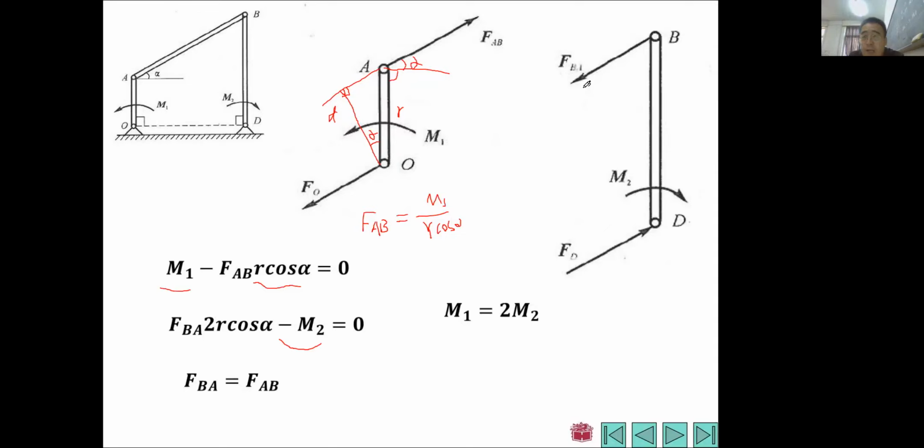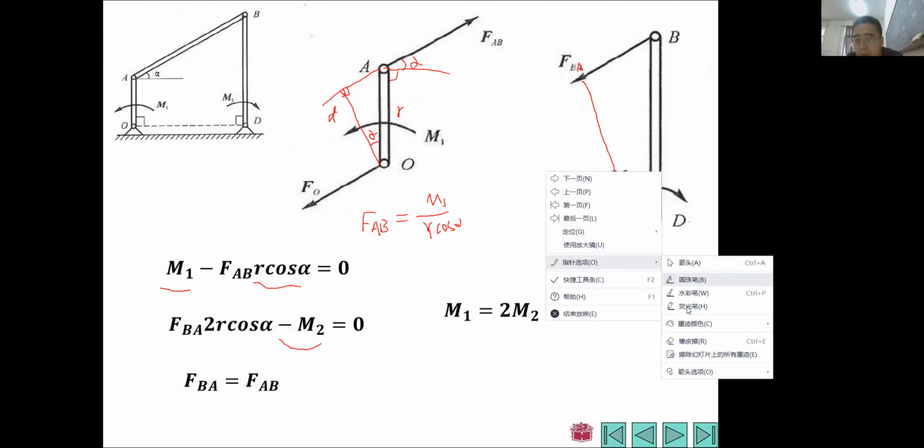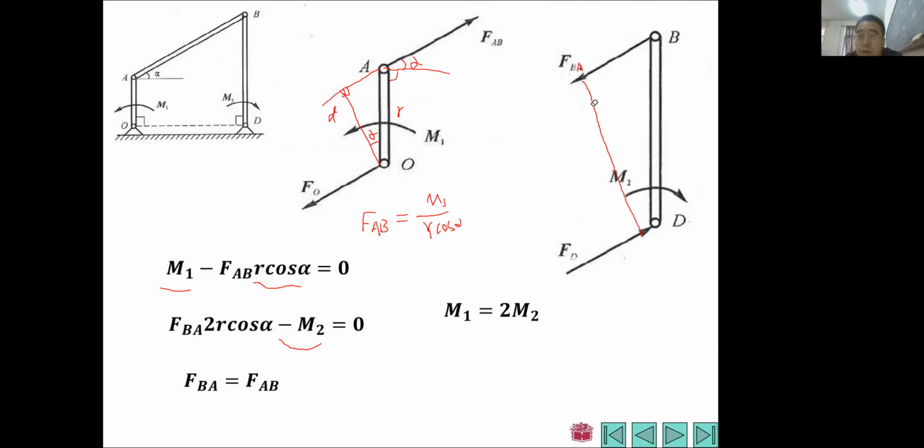This equation. And our other couple, FBA here and FD here, these two have to constitute a counterclockwise direction couple, right? I'm sorry, it's very difficult. I hope it can be erased. So I will try again. We will try to find its D.